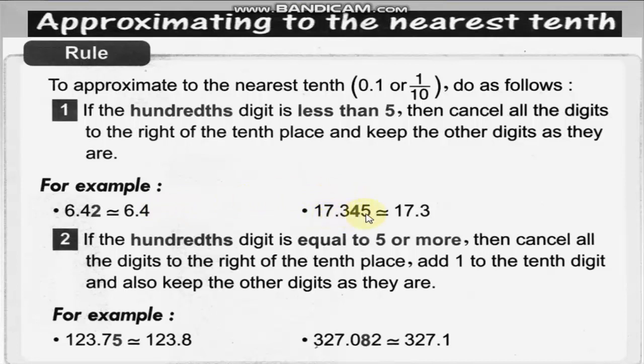17.345. The tenth here is number 3. Look at the hundredth. Hundredth here is number 4. 4 is less than 5, so we'll cancel it and keep the tenth with its value. It became 17.3.